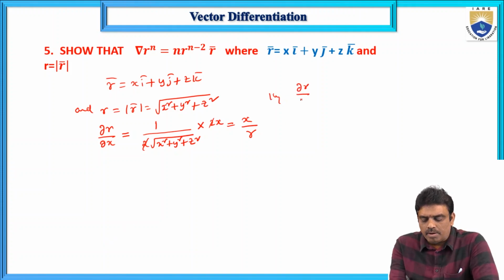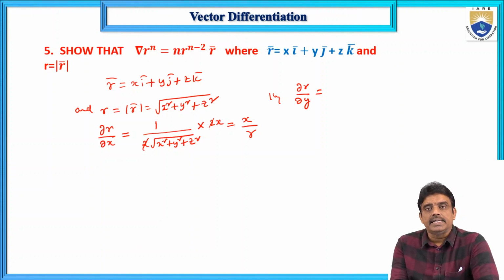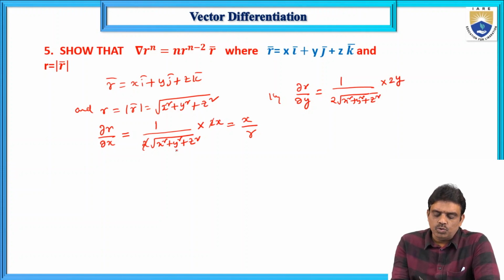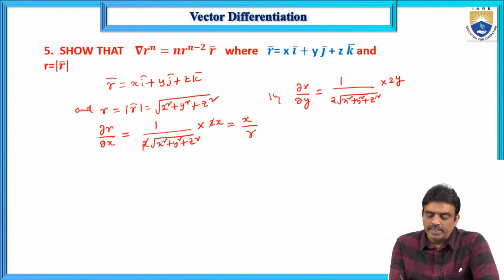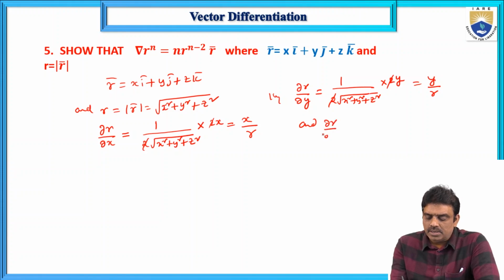Similarly, dou r by dou y. Clearly r is a function of x, y, z, so we can differentiate r with respect to x, with respect to y, with respect to z. Dou r by dou y, the same way we find 1 by 2 root x square plus y square plus z square into the value y, because we are differentiating partially with respect to y. So 2 also gets cancelled. This is equal to y by r. And what is dou r by dou z? Dou r by dou z is equal to z by r.